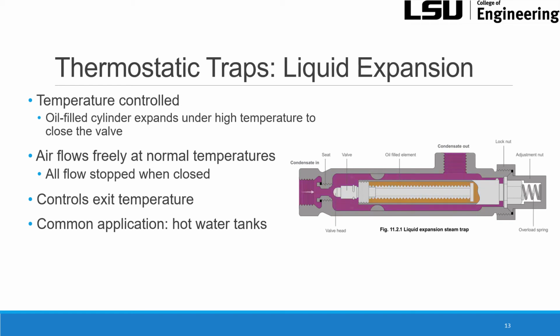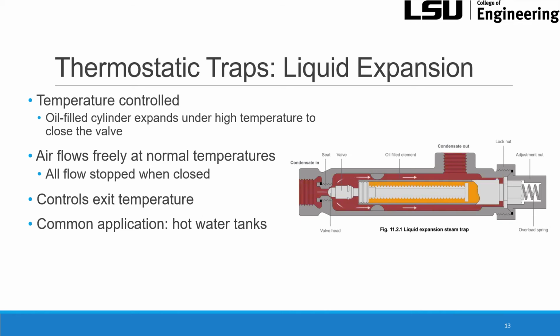So at normal temperatures, air and everything is freely flowing throughout this trap. However, whenever it gets hot, it closes and everything stops. So this can result in the buildup of some liquid within the trap, so it has to withstand some water logging. It's beneficial though because it controls the exit temperature, which means that the common application for this is a hot water tank.